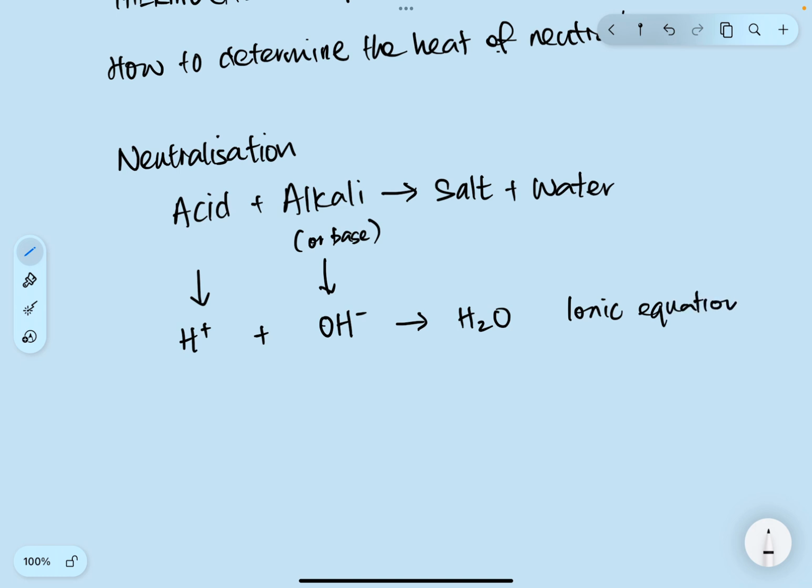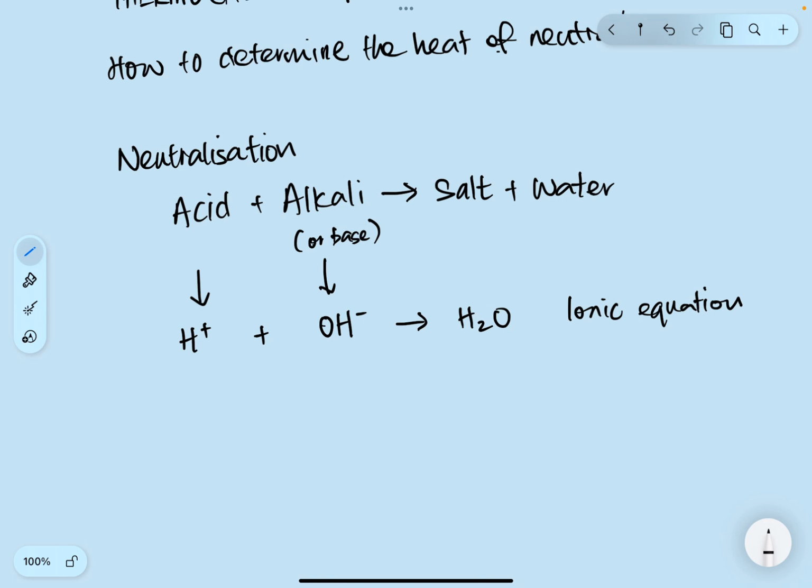For most neutralization reactions, the ionic equations are surprisingly the same, which is hydrogen ion reacts with hydroxide ion to give you water. And this is one of the questions that they might ask you outright, the ionic equation for the neutralization reaction. Or they might ask you to write the chemical equation for the reaction that you have in your questions.